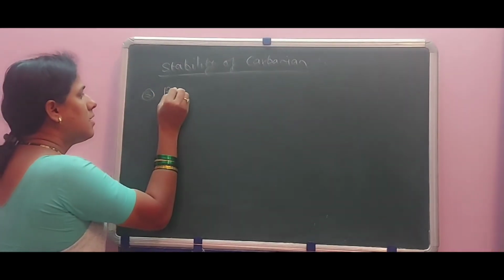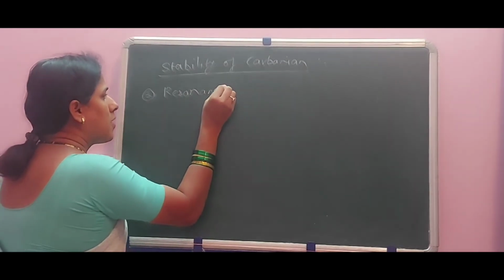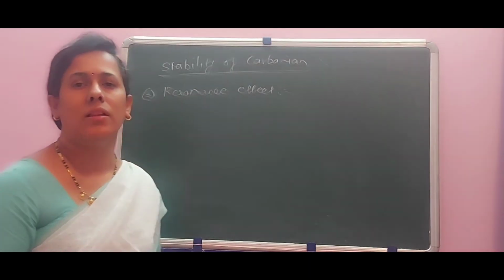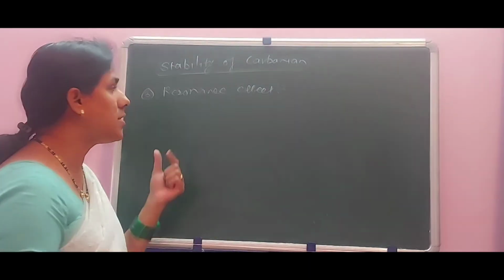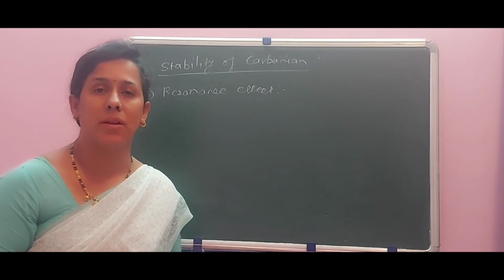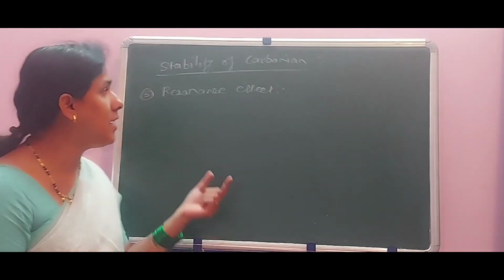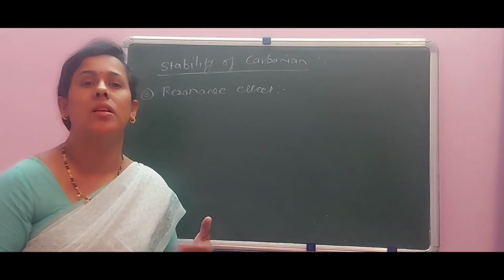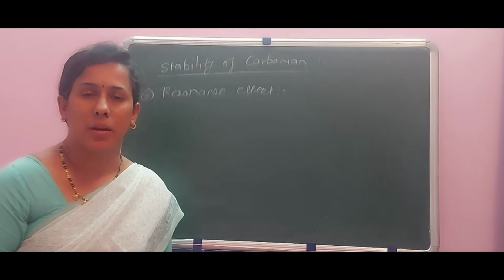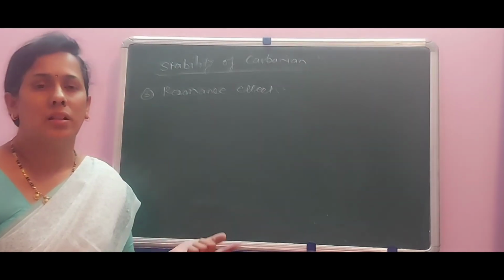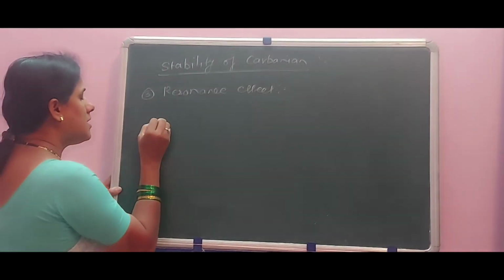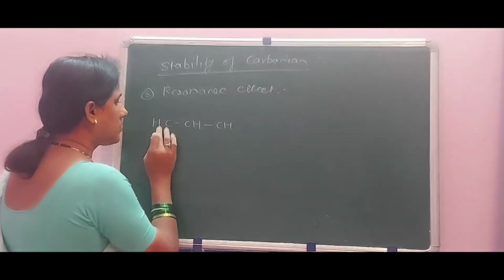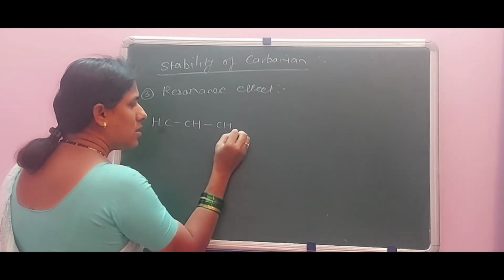The third point is the resonance effect. Already we have seen in the carbocation that the more resonating structures there are, the more the stabilization of a carbocation. Likewise, the more resonance structures there are, the more they disperse the negative charge on each of the carbon atoms, thereby increasing the stability of the carbanion. See here, CH3, CH, CH2.